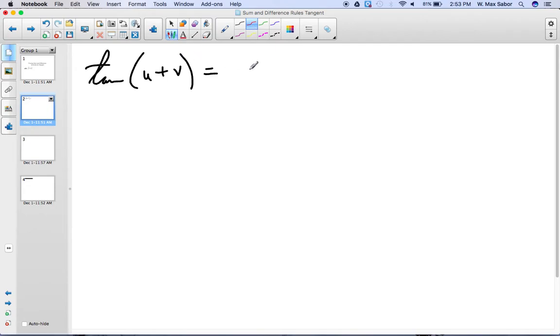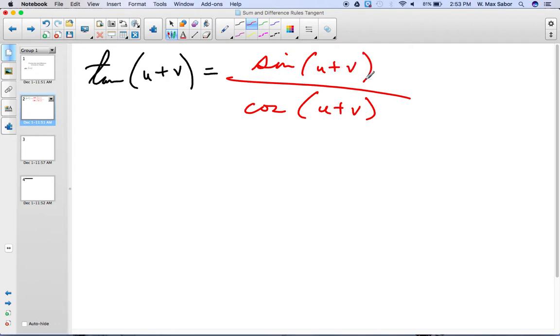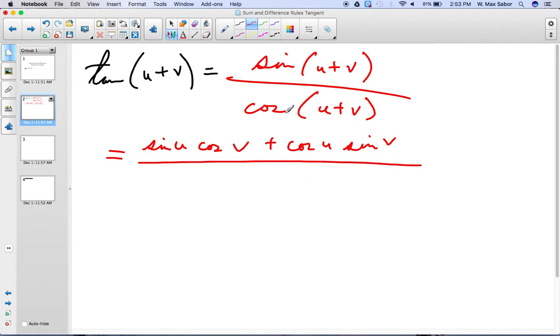The quotient rule says that this is sine over cosine of that same angle, so u plus v. So we need to know our sine and cosine sum and difference rules. So this is what? Sine of u cosine of v plus cosine of u sine of v over cosine of u cosine of v minus sine of u sine of v. So what I just used is the sum and difference rules for sine and cosine.